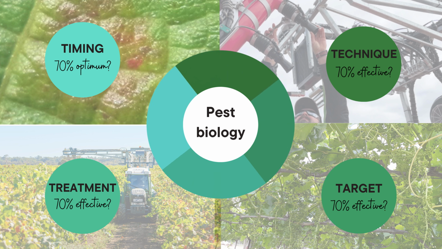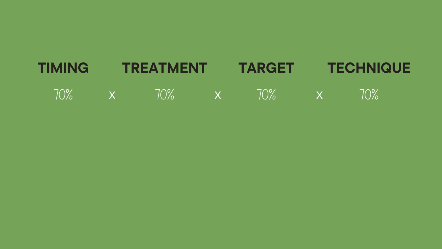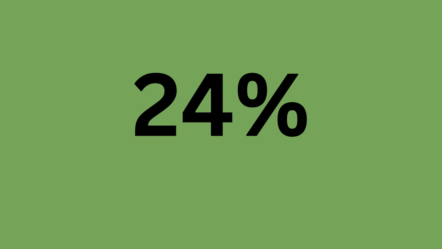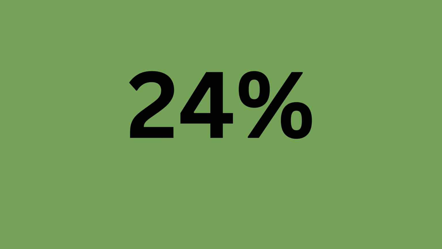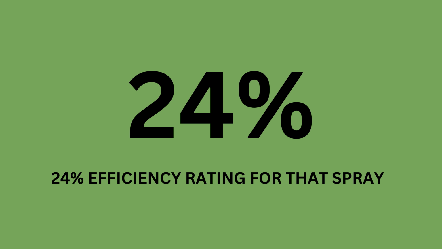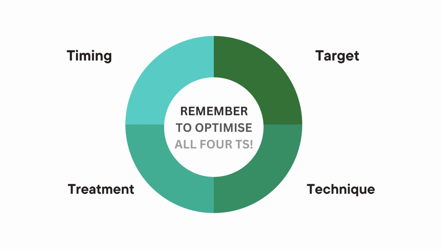And then if we do the maths on this, we can work out what our overall efficiency is. So it goes like this: 70% of 70% of 70% of 70% is only, wait for it, 24%. So our overall efficiency rating for that spray would be 24%. And for that reason, we always have to think of all of the 4 T's.